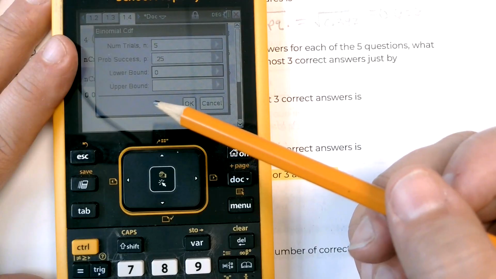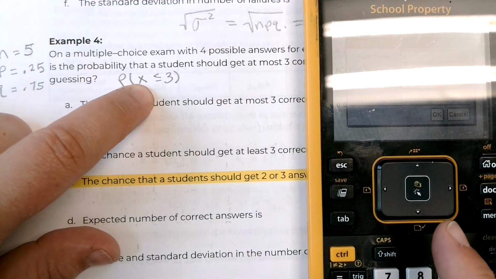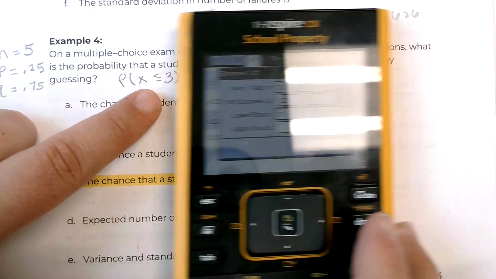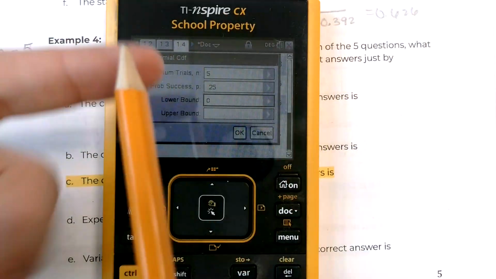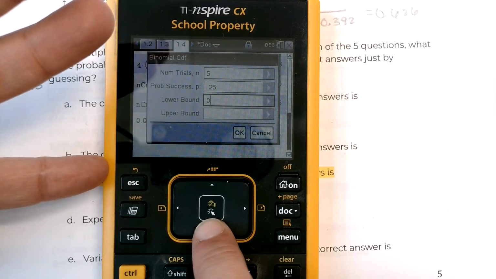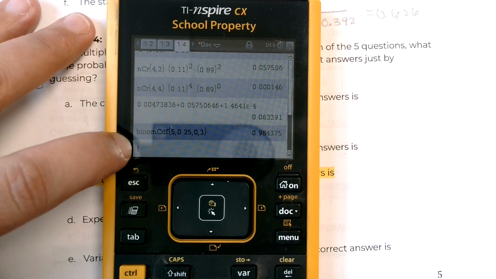The lower bound is 0 because we're doing less than 3. So 0 to 3 is what we're looking at. So we're going to do 0, 1, 2, and 3. So those are your boundaries, 0 to 3. So that's how it's set up.